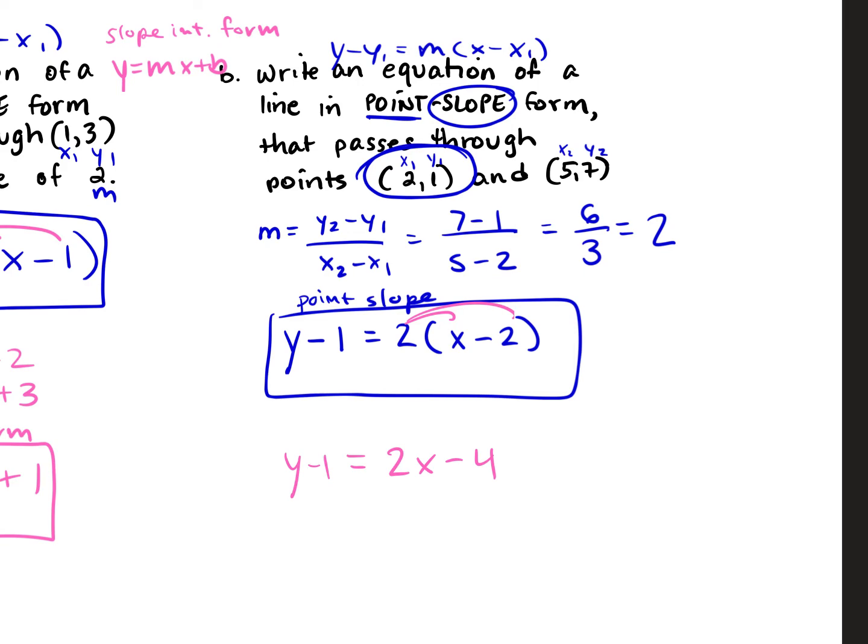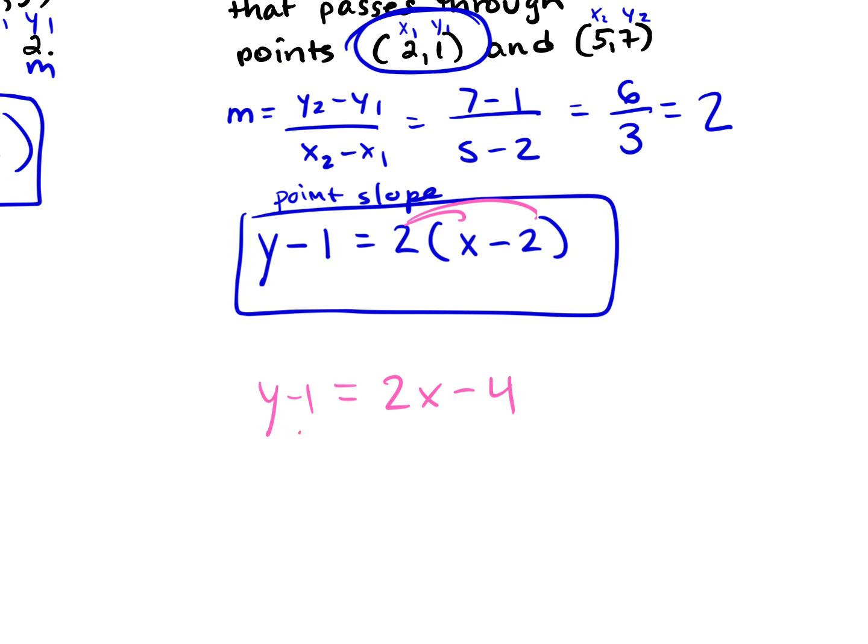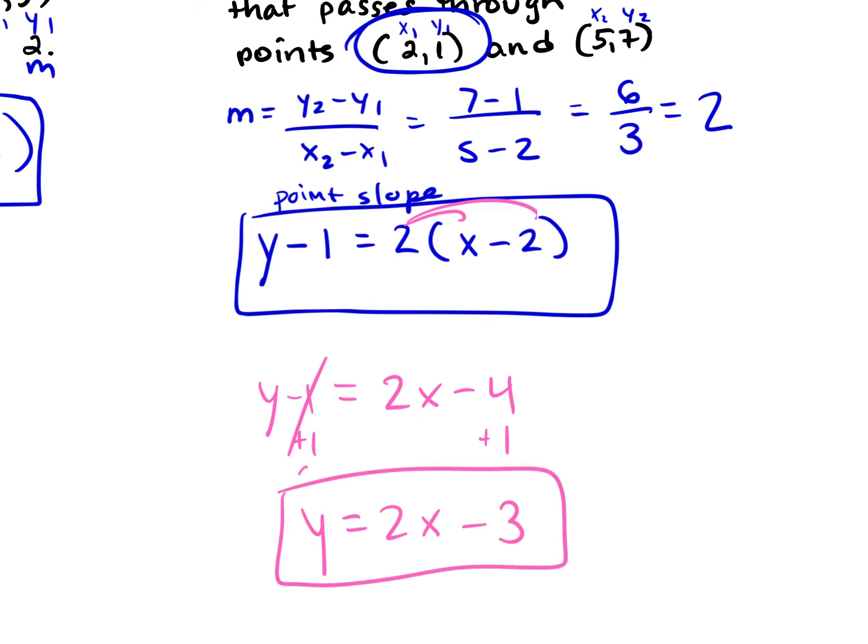Now what can I do next? Add 1 to the other side. So y is equal to 2x minus 3. And that is our slope intercept form.